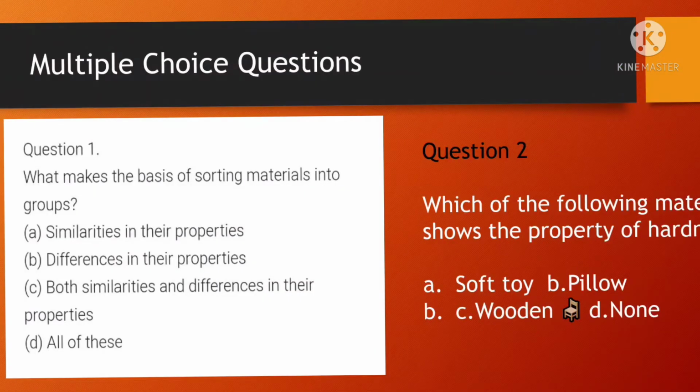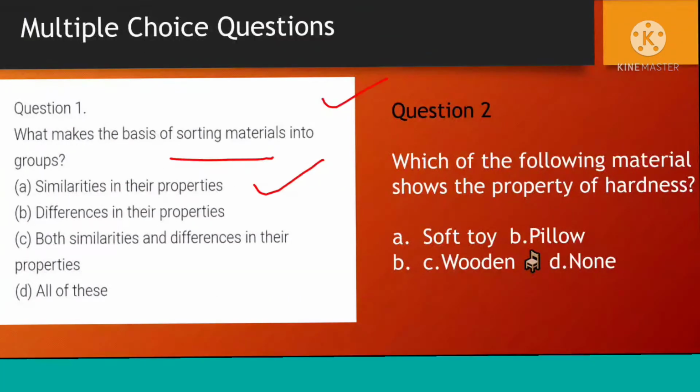So first of all, MCQs. The first one: what makes the basis of sorting material into groups? Why do you differentiate the different materials into different groups? Is it only similarities, only differences, or both similarities and differences? Here the correct answer is C. We sort the material on both similarities and differences in the properties of material. So my correct answer is C.